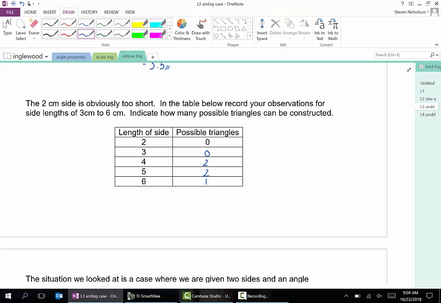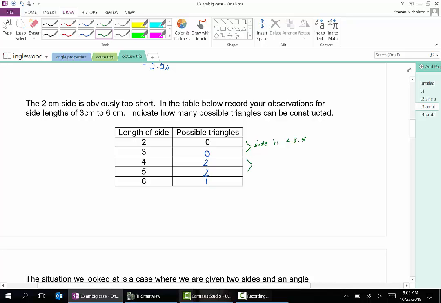How do you get no triangles? Well, in order to get no triangles, what you should notice is that the side that we're moving around is less than 3.5. And again, if it's less than the height of a right triangle, it's impossible to make a triangle.